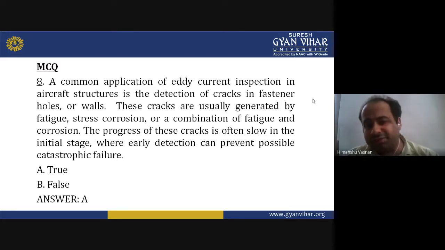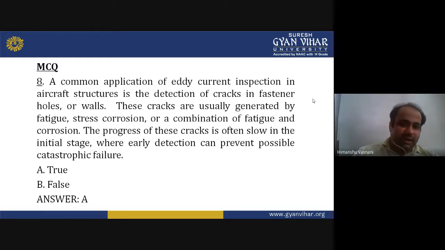So they say that a common application of eddy current inspection in aircraft structures is the detection of cracks in fastener holes or walls. These cracks are usually generated by fatigue, stress corrosion, or a combination of fatigue and corrosion. This is really important. The progress of these cracks is often slow in the initial stage, and early detection can prevent possible catastrophic failure. So, what do you think? Is it true or false?